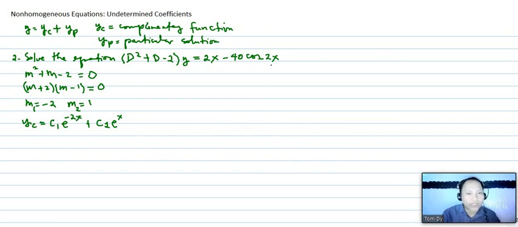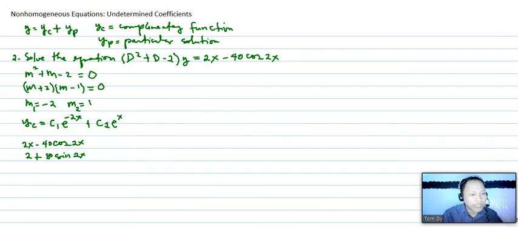Next to that is, of course, we have this one. We have to take the derivative of this function. So we have 2x minus 40 cosine of 2x. And then the derivative equals 2 minus, derivative of cosine is negative sine. So this will become plus 2 times 40, that is 80 sine of 2x. And then the derivative of this one, that is 0.